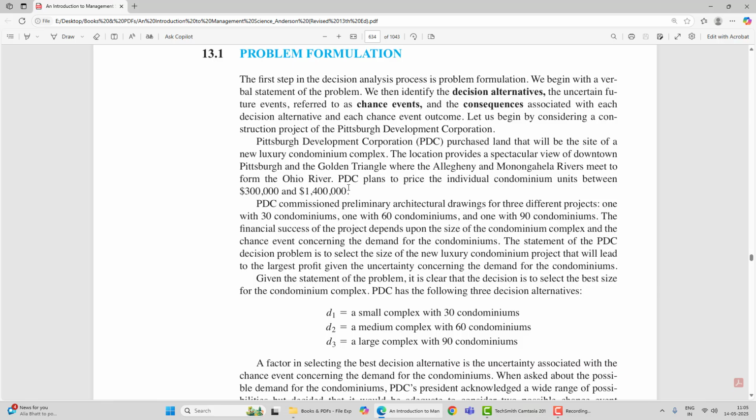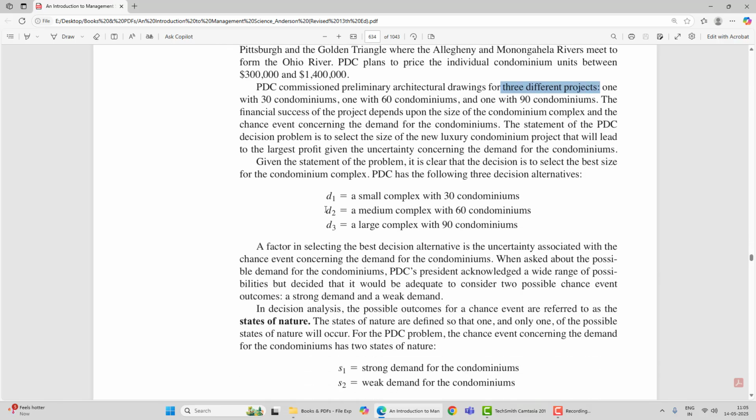The PDC plans to price the individual condominium units between $300,000 and $1.4 million. Now they have three options in front of them, three different project options. First is a small option, which they call D1, a small complex with 30 condominiums. D2, a medium complex with 60 condominiums, and D3, a large complex with 90 condominiums.